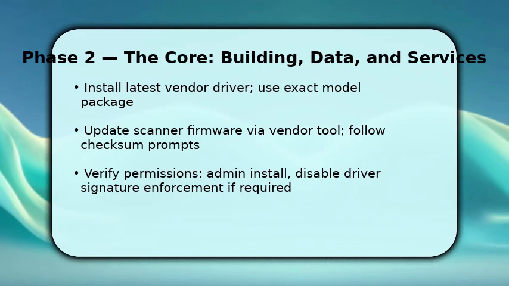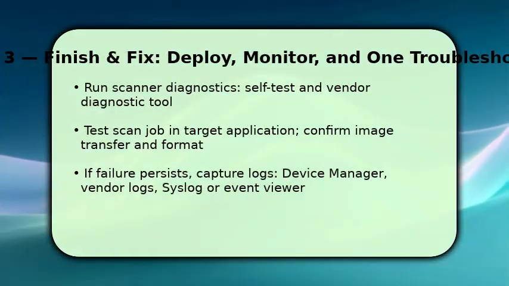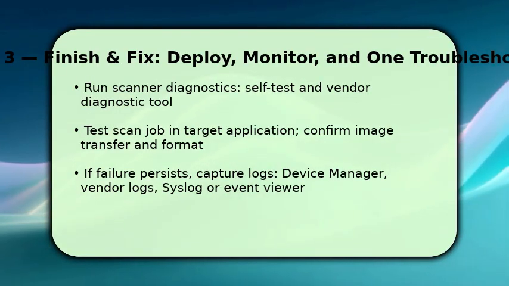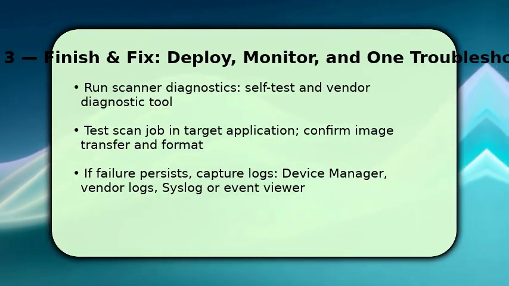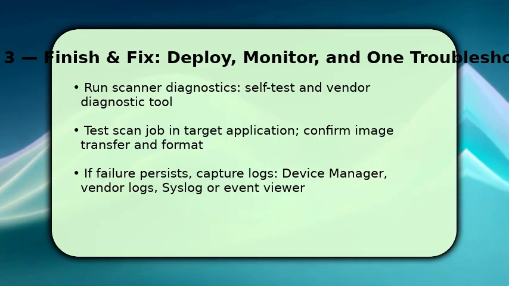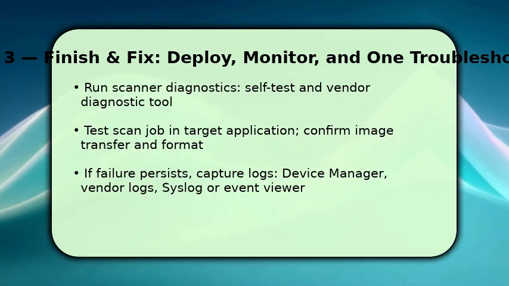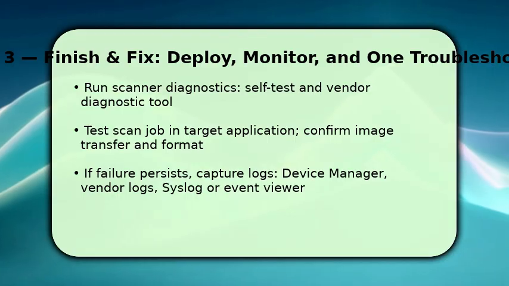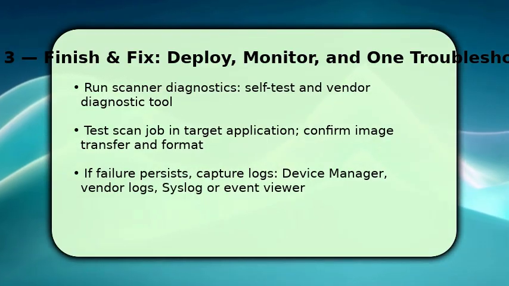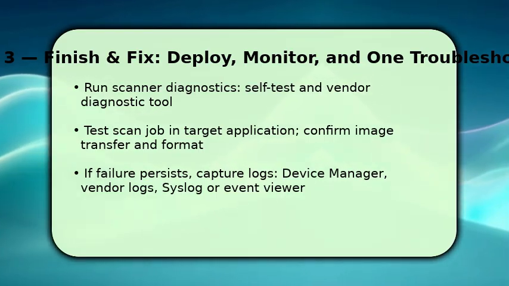You finish by validating the repair and preparing for troubleshooting if needed. Run the scanner's built-in self-test and the vendor diagnostic tool. These confirm hardware and protocol-level communication. Then perform a full scan from your target application to verify image transfer and format correctness. If error 52 persists, collect logs from Device Manager, the vendor tool, and Event Viewer. These details let support pinpoint driver, firmware, or permission conflicts. One key tip: test with a known good host to isolate the scanner versus host problem.